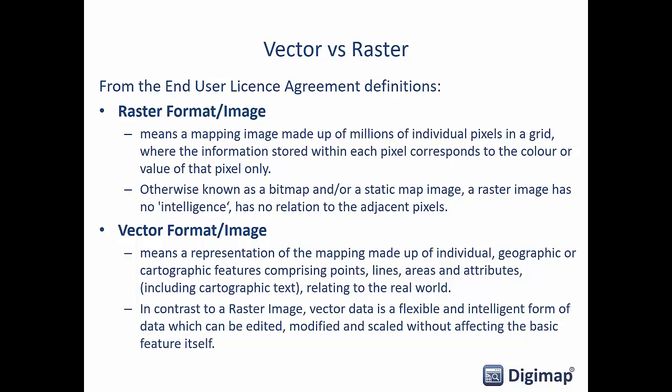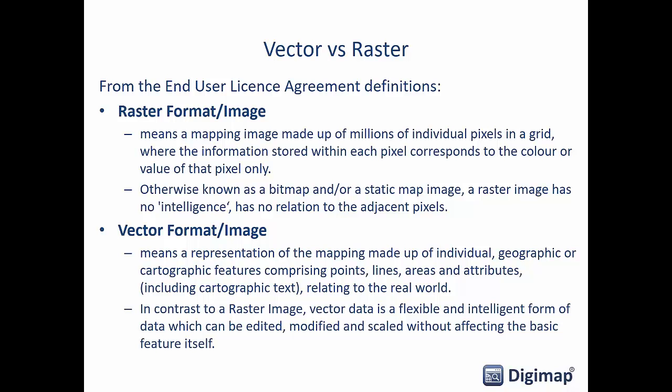Just as a point of clarification for those who might not be familiar with this, the license refers to raster formats and raster images and vector formats and vector images. Just to clear this up a little bit, a raster image is a mapping image made up of individual pixels where the information stored within each pixel corresponds to a value of some sort of that pixel only. It's also known as a bitmap or a static image. There isn't any intelligence, and none of the pixels know anything about the ones sitting next to them. There's no kind of cohesion to it in that sense.